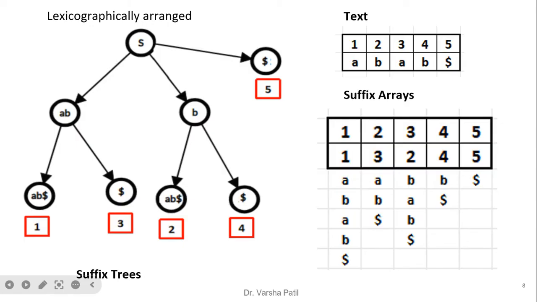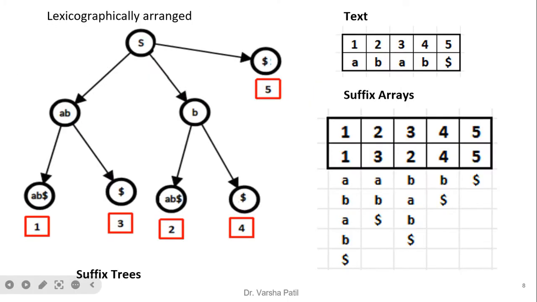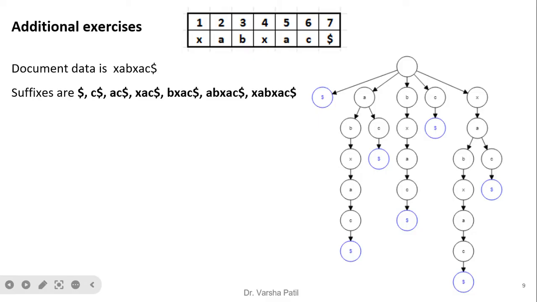Now we will see the next example. The string is XABXAC dollar, with locations from 1 to 7. The suffixes possible are dollar, C dollar, AC dollar, XAC dollar, BXAC dollar, ABXAC dollar, XABXAC dollar. When we draw, I have not shown it step by step like the previous example, but you can practice it and check that your final tree should be like this only.